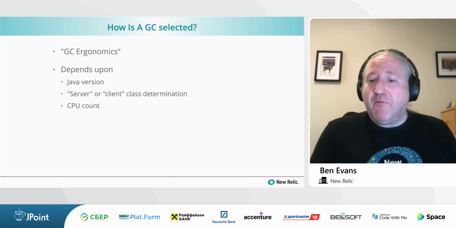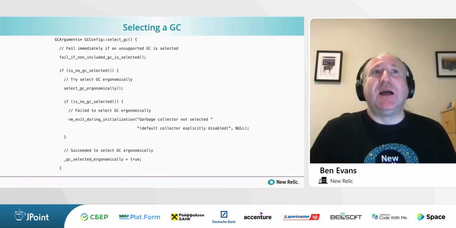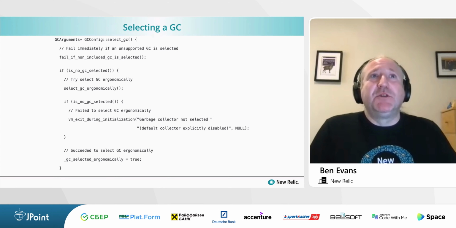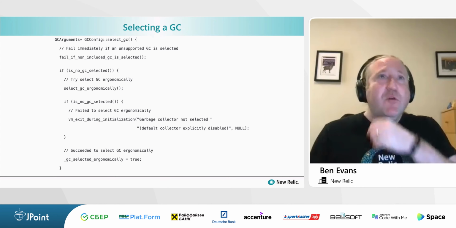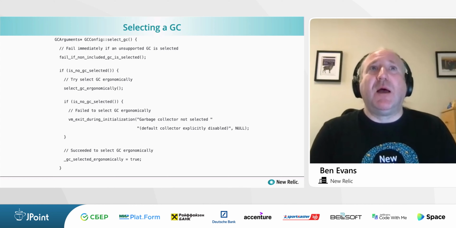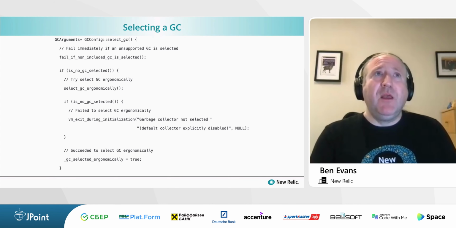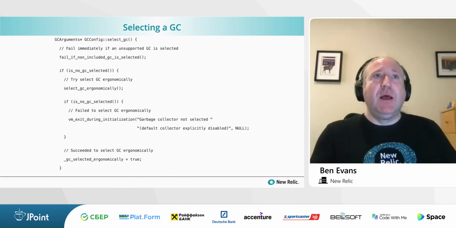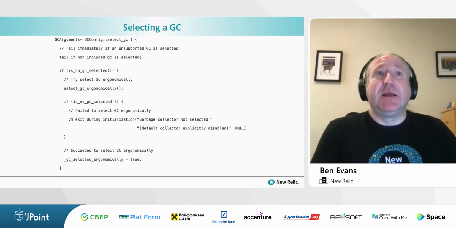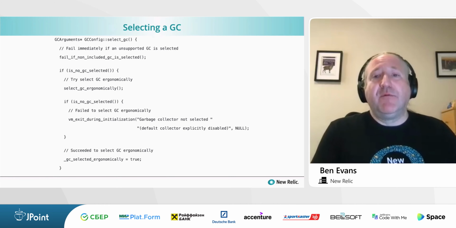I'm going to show you a real quick bit of C++ code, so don't get scared. This is the block of code in the OpenJDK code base that selects the GC. If you specify a GC flag and that GC is not compiled into the VM, it will fail. If nothing is selected, it will select ergonomically. So it delegates down to this process of using the Java version, the server and client class, and the CPU count if nothing is specified.